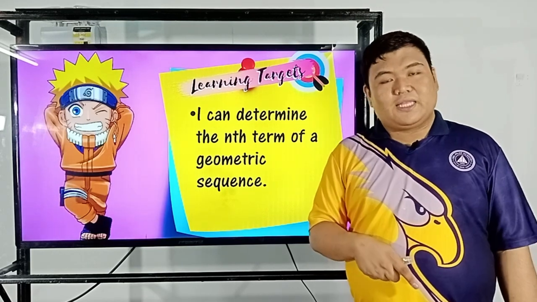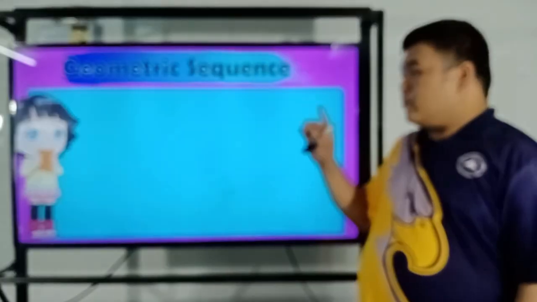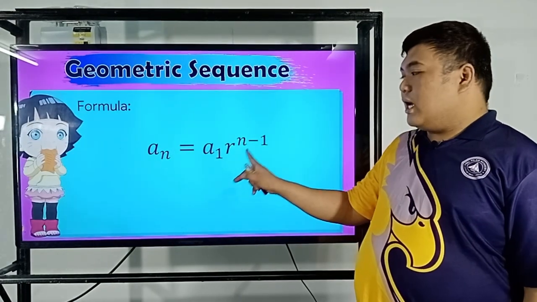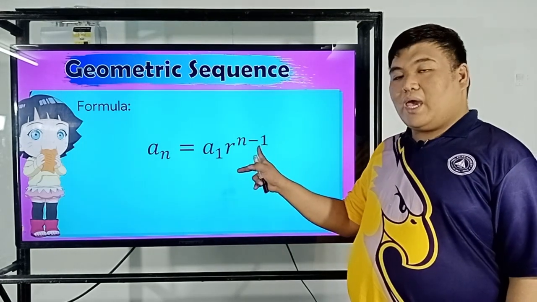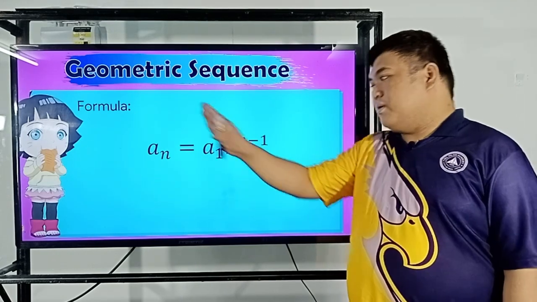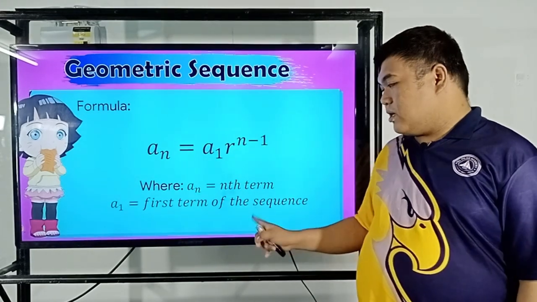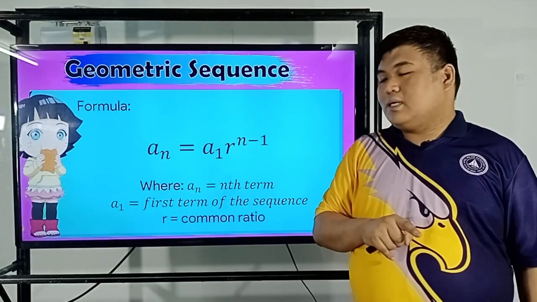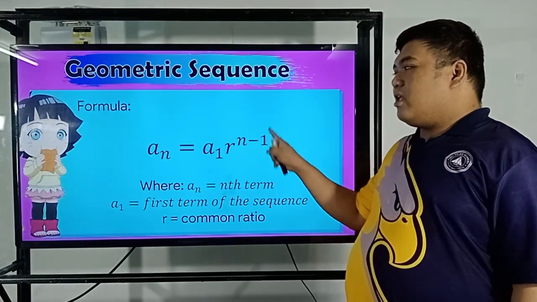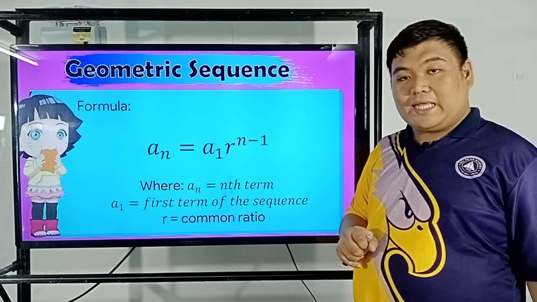Now, ano kaya yung formula na gagamitin natin in finding the end term of a geometric sequence? Now, we have a sub n is equal to a sub 1 times r raised to n minus 1. Again, we have a sub n, that is the end term, is equal to a sub 1 is always the first term. R is the common ratio as discussed nung unang lesson natin kahapon. And the value of n ay the same dun sa term na hinahanap po natin.